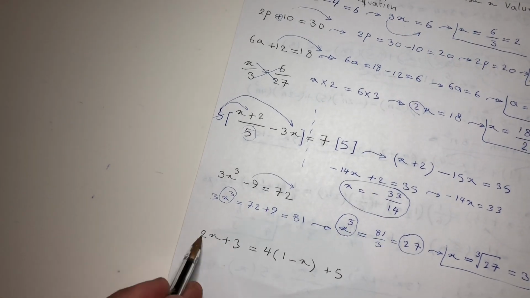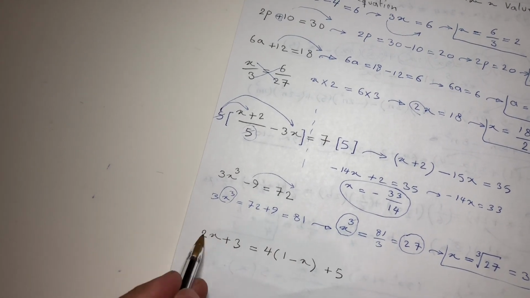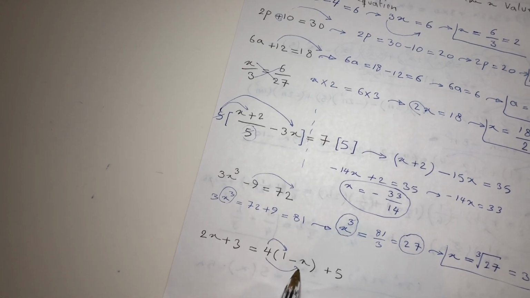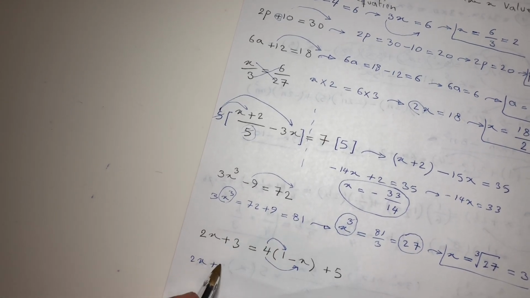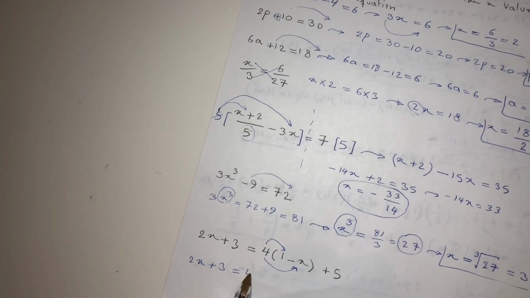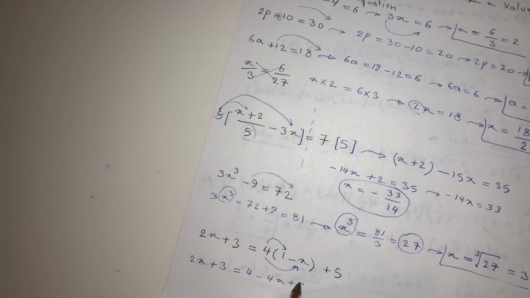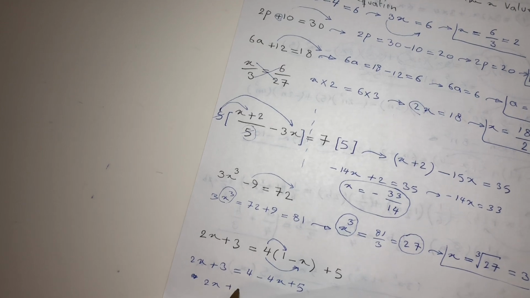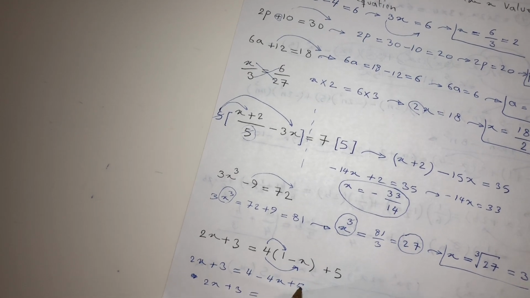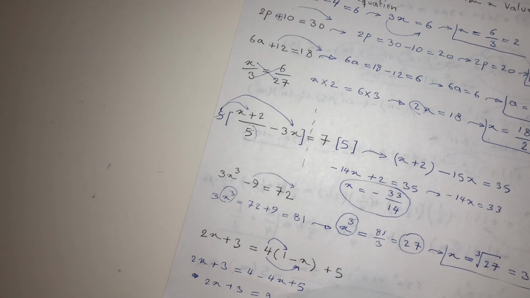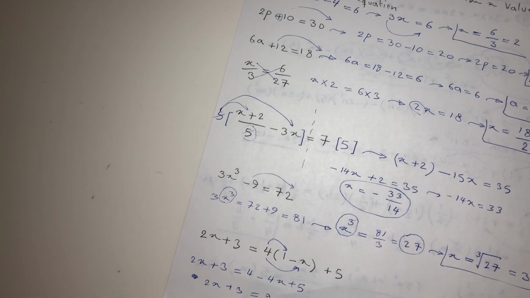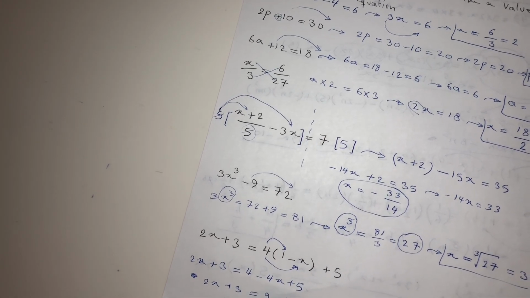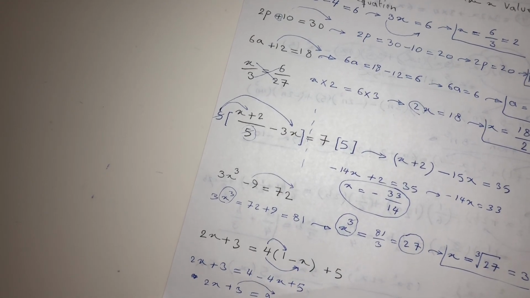Let's look at this example. 2x plus 3 equals this. We have to do the distribution here first. 2x plus 3 equals 4 minus 4x plus 5. That means 2x plus 3 is 4 plus 5, which is 9, minus 4x. I take this one to this side, so it will be 2x plus 4x equals, and I take this one to this side, 9 minus 3.